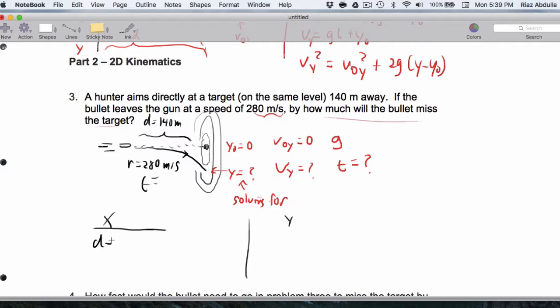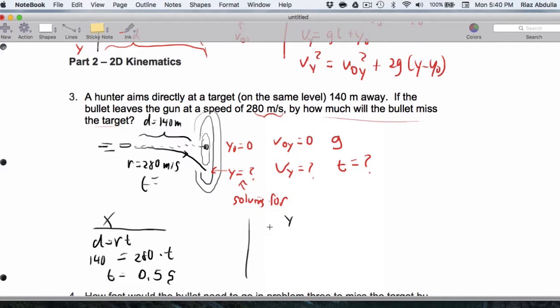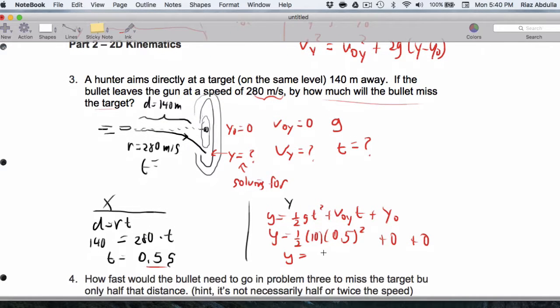So here it goes. D equals rt, always open with that. 140 meters is 280 times the time that we're looking for. When we isolate, we get t is exactly half a second. Now I can use that value in the equations, and I want to get the height that it falls. I'm going to grab my first equation. Y is 1/2 gt squared plus v naught y times t plus my initial height. Y is what I'm solving for, 1/2 times 10. The time it's spending traveling horizontally is exactly the time it's spending falling, so that's 0.5 squared plus 0 plus 0. When I simplify this out, I end up getting that it falls 1.25 meters.